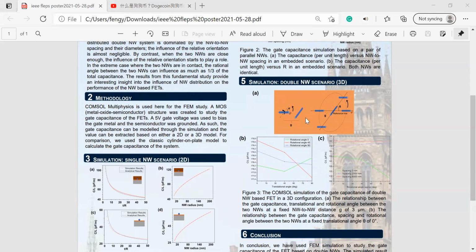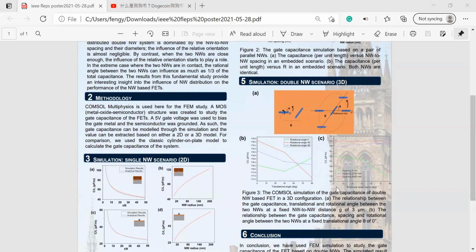Okay, so let's go for the results. For the results, we first study the impact of the nanowire to nanowire distance G. So we fix G equal to 3 micron. And in this case, as you can see, the change of the two angles sigma and theta will not lead to a big change for the total capacitance of the entire system.